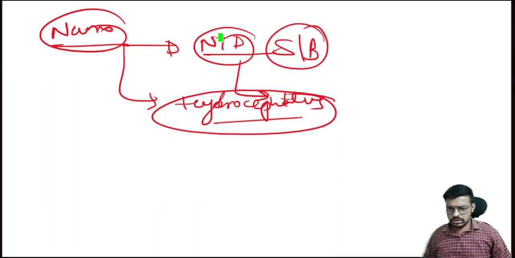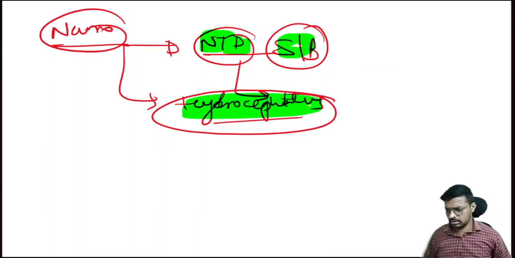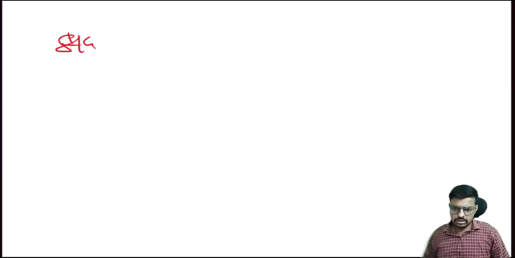These two things are very important: neural tube defect and hydrocephalus. Here, all types of spina bifida have to be revised under the neural tube defect. Okay, so very important. So the next one is the integumentary system. This is skin disorders.